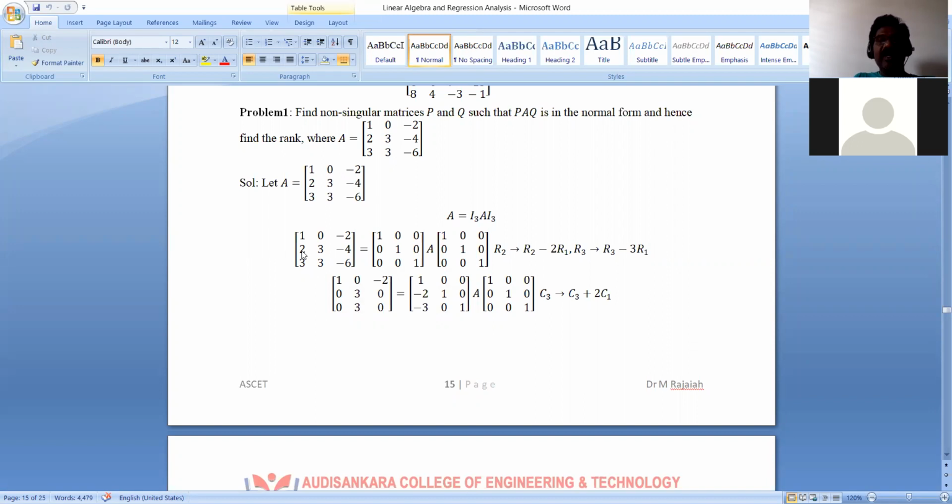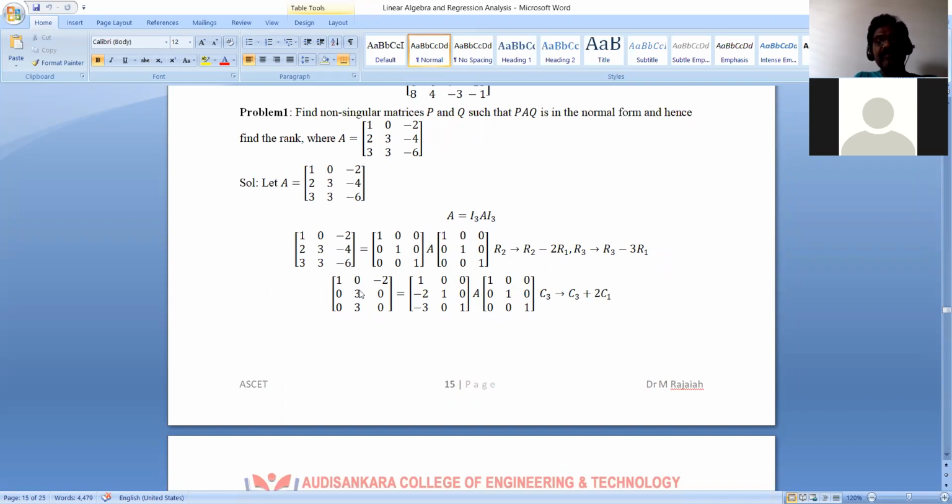In A on the left hand side, the second row first element and third row first element are to be reduced to zeros by using row operations. If you want to reduce these two elements 2 and 3 to zeros, we have to perform R2 minus 2 into R1, and R3 minus 3 into R1. These two operations operate on the pre-multiplier, this matrix.